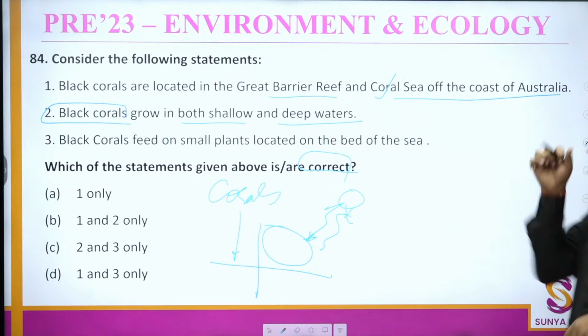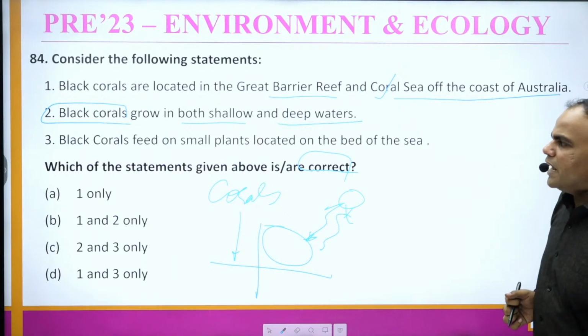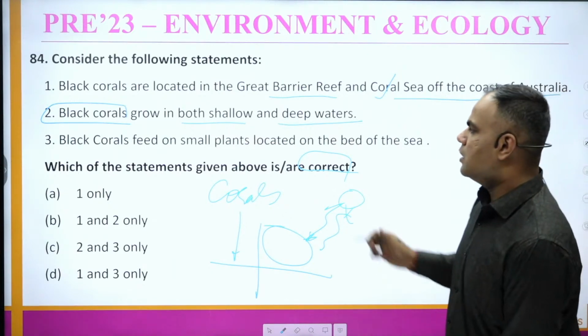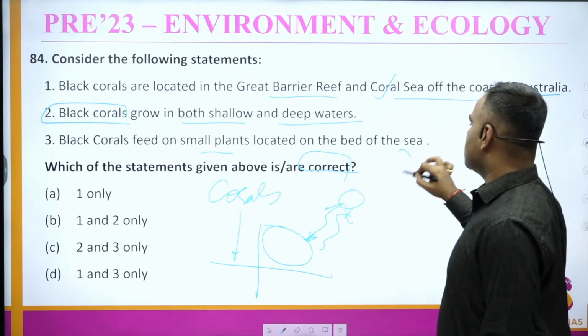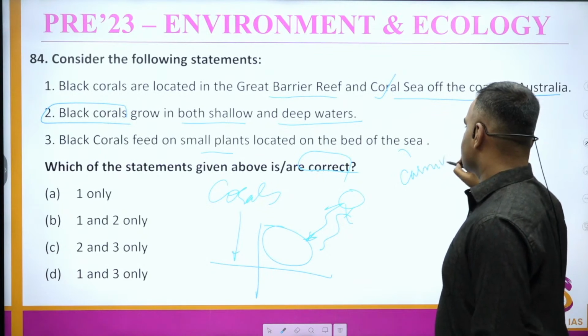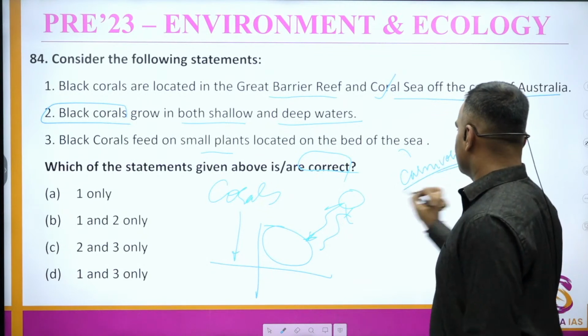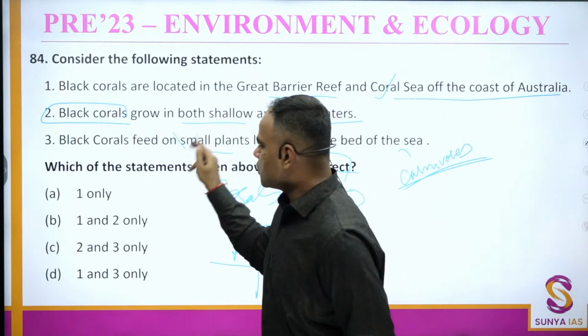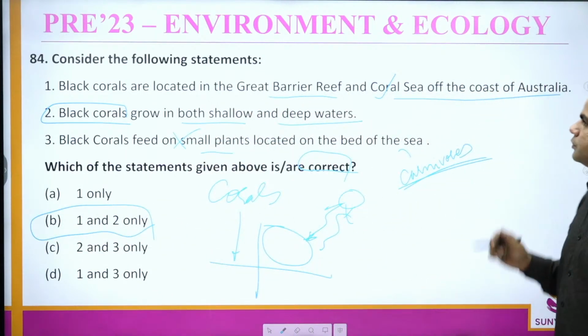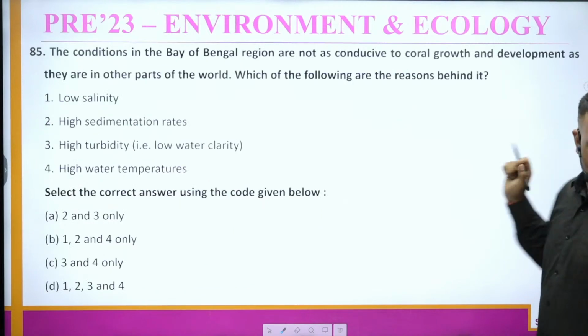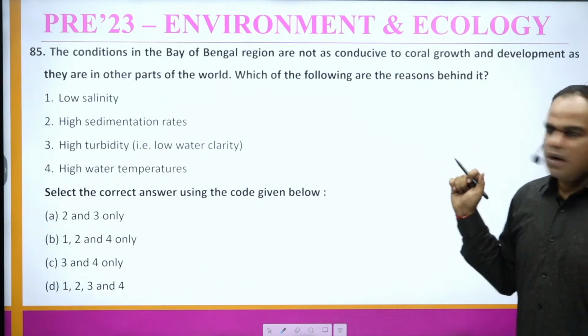Then, black corals feed on small plants, okay? The impression being given is that these are herbivores. No, black corals are basically carnivores. So 3 becomes wrong. The answer here for 84 is 1 and 2 only. Are the others following so far?